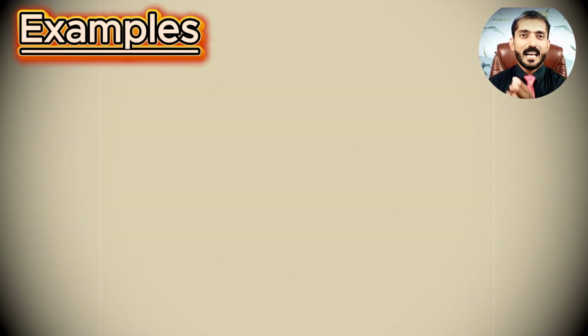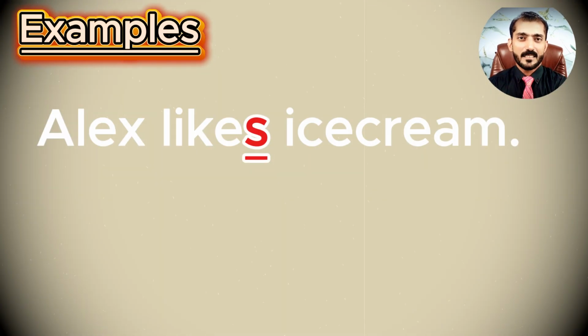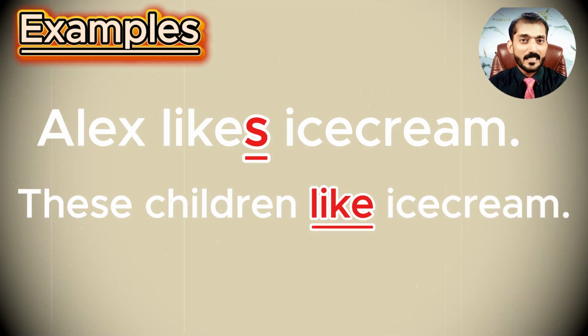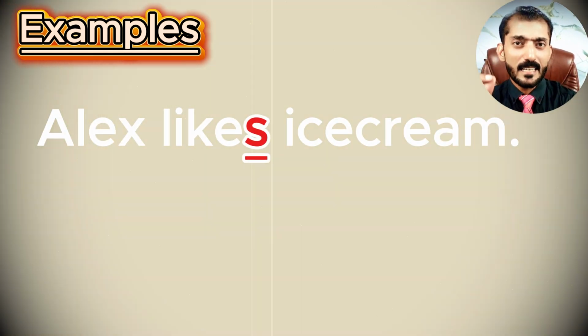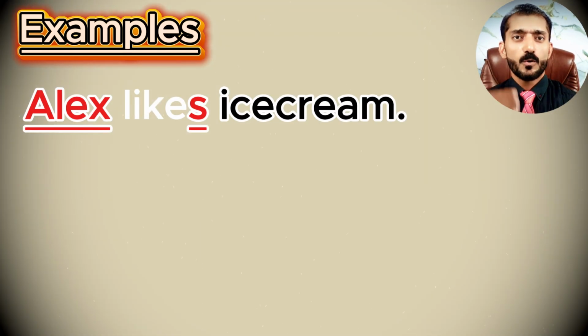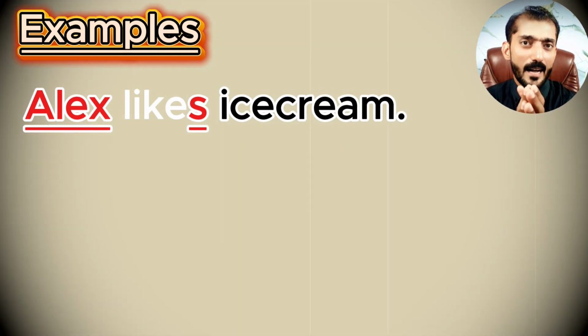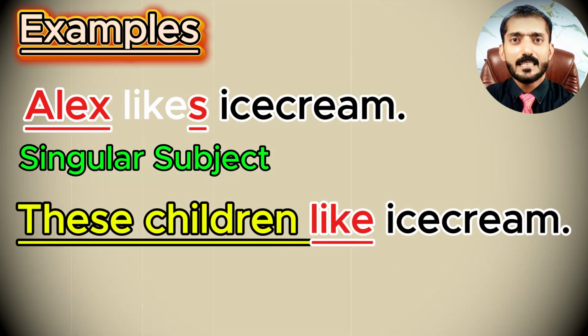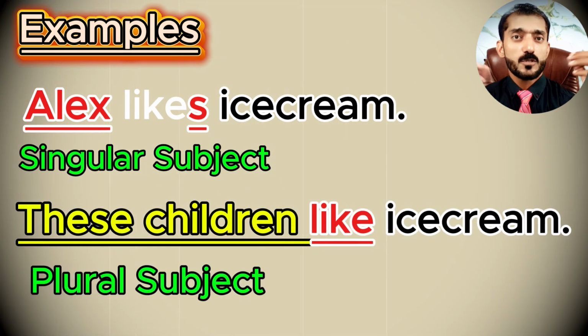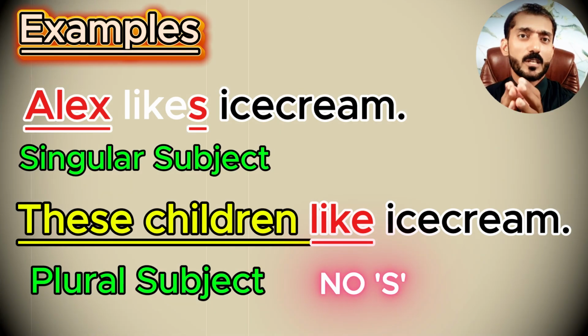For example, Alex likes ice cream, but these children like ice cream. Did you notice in the first sentence we talked about Alex, that is a singular subject, so we use S with like. But in the second sentence we used these children, that is a plural subject, so we did not use S with the verb like. Simple, right?